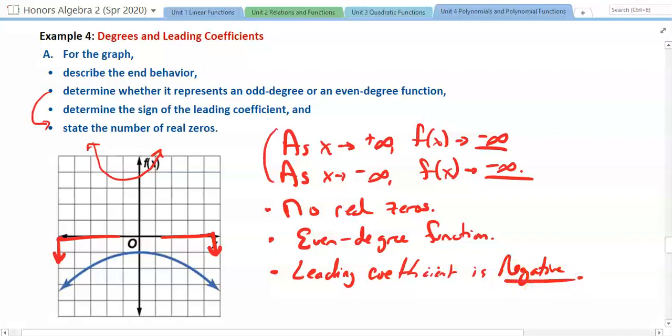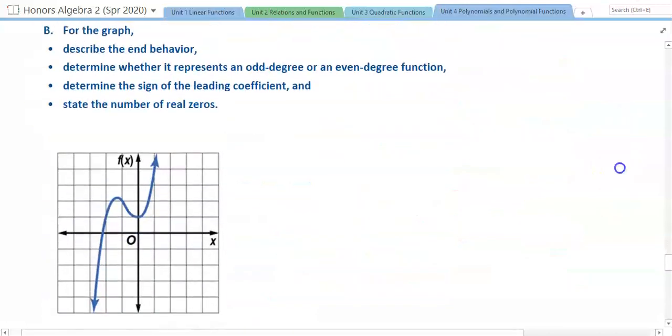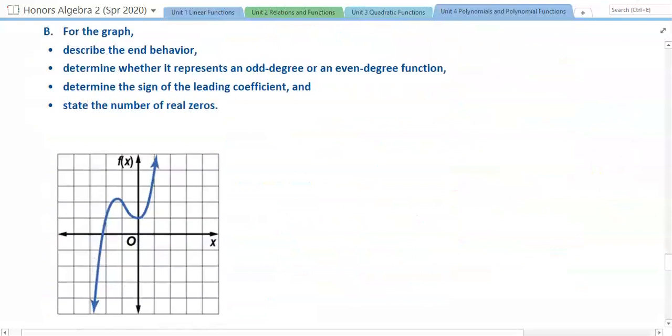And so again, just by looking at the graph, we can start to see pieces of this coming together. Okay? So let's look at this graph. Again, we're going to do the same 4 pieces. Describe the end behavior, determine whether it's an odd or an even degree function, determine the sign of the leading coefficient, and state the number of real zeros.